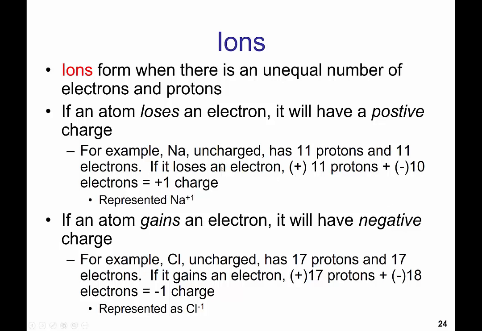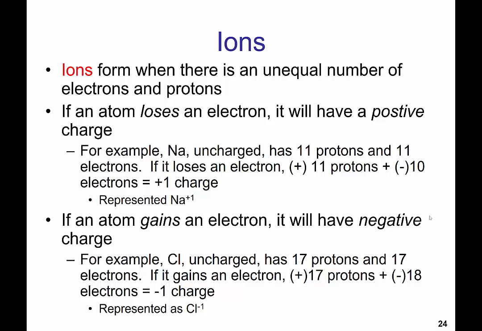For example, sodium, represented here by Na, when it is uncharged, has 11 protons and 11 electrons. If it loses an electron, you have positive 11 protons plus negative 10 electrons for an overall positive 1 charge. This is represented as sodium with this positive 1 in the upper right hand corner. So that's how you'll know if something is an ion. You'll see some kind of charge there.